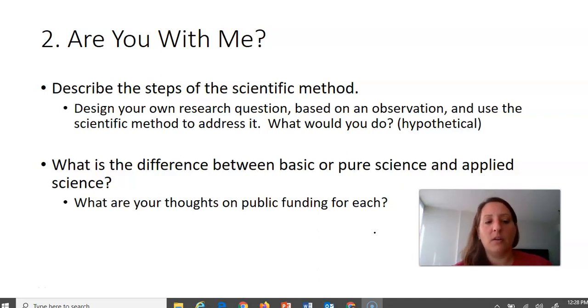And that second question there, what is the difference between basic or pure science and the applied sciences? And the second question, again, I want you to think about it. What are your thoughts about public funding for each? Okay, most scientific research that takes place is publicly funded through, for example, the NIH, the National Institutes of Health, which is a government agency which takes taxpayer dollars and funds scientific research.